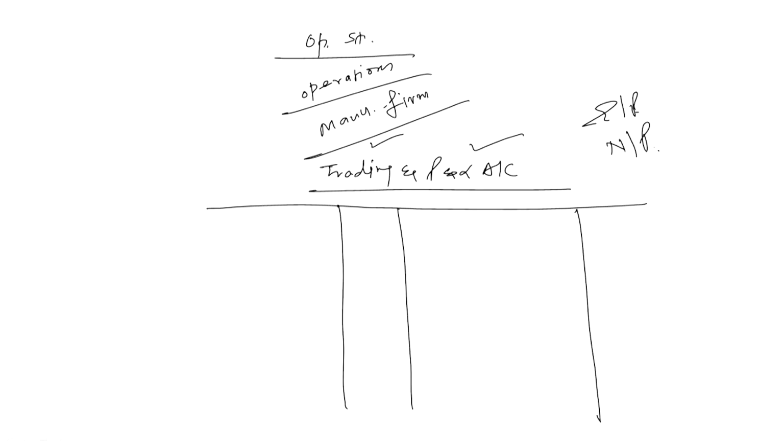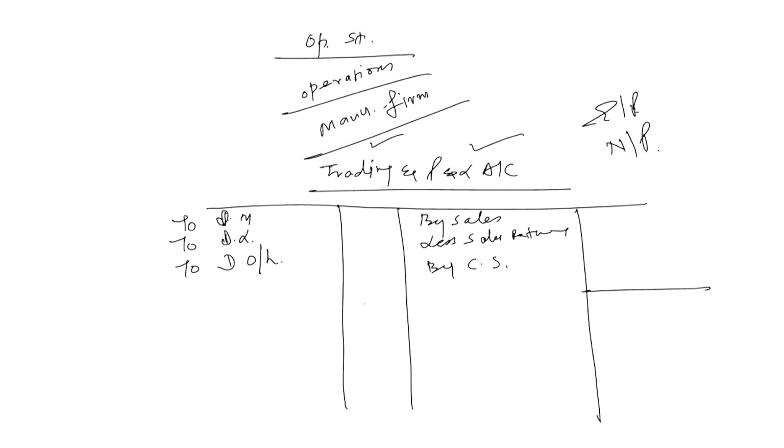So, when you prepare the trading account, what do you take on the debit side? We take direct materials, direct labor, and direct overheads, or other overheads. We write it like this: to direct material, to direct labor, to direct overheads. And on this side, what do we take? By sales, less sales returns, and then by closing stock.